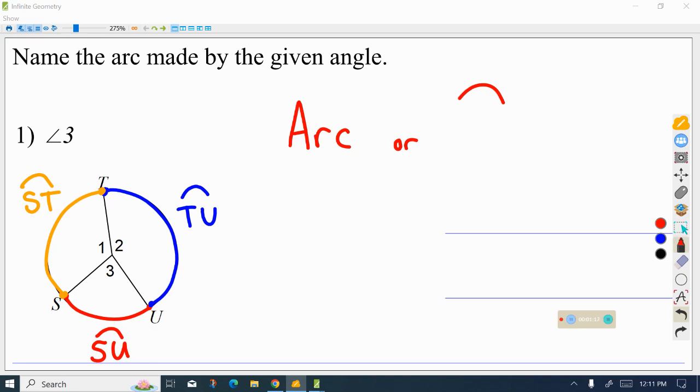But we have to answer this specific question. It's asking us about which arc is made by angle 3. So what that means is what's the central angle? Which one of these arcs takes us back to angle 3? And the idea is that it's actually SU, because if I follow these two endpoints of the arc SU back to the center of the circle, I can see that this makes angle 3. So this is the idea that we're trying to learn here. So we would say that angle 3 makes the arc SU.